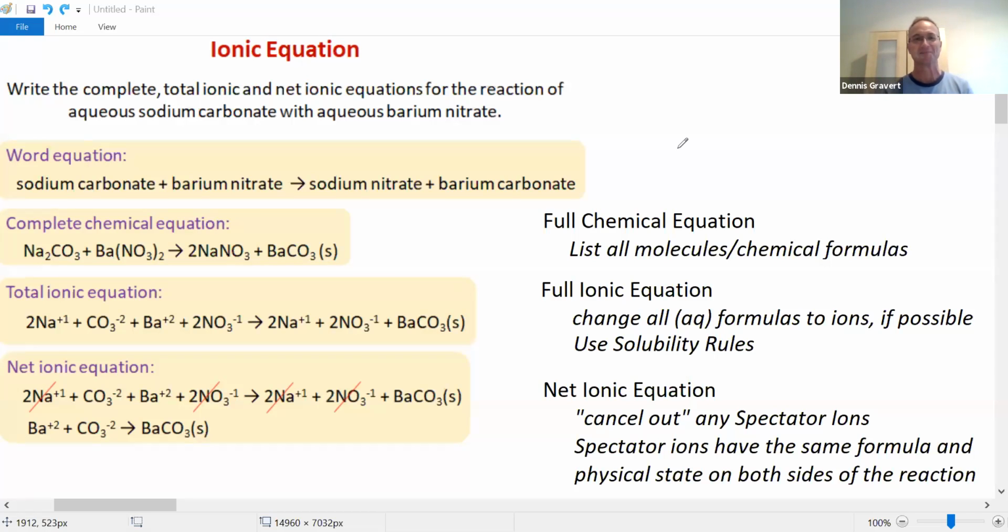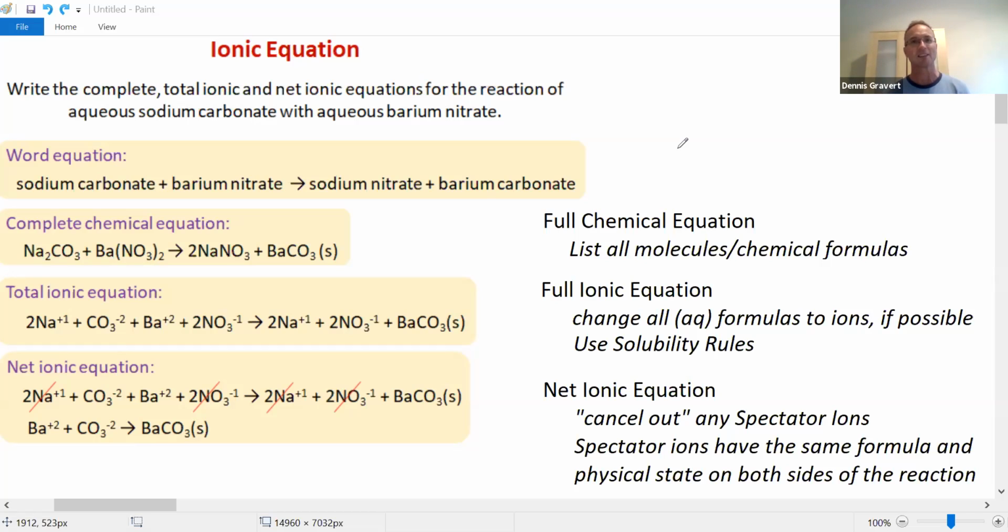Hi everyone. Let's talk about 3 ways of writing ionic equations. Okay, so it's a busy slide, but let's break it down. Okay, ionic equations. You know the ionic compounds. They're made of cations and anions. Some positive and some negative.